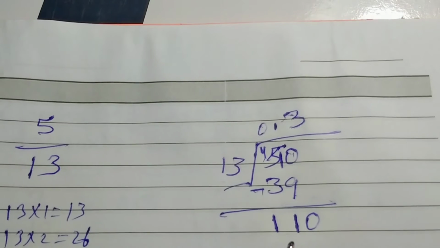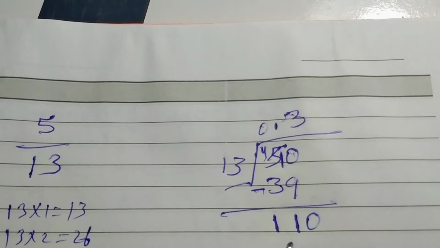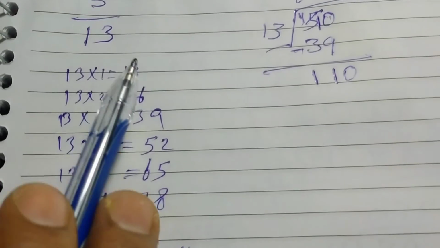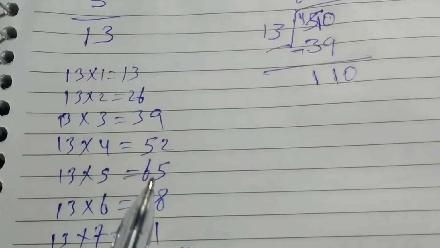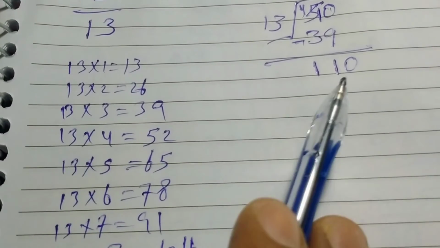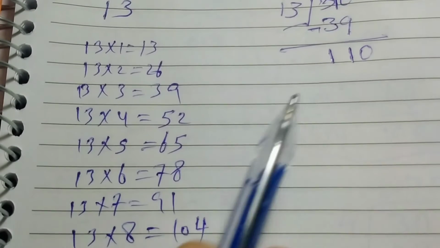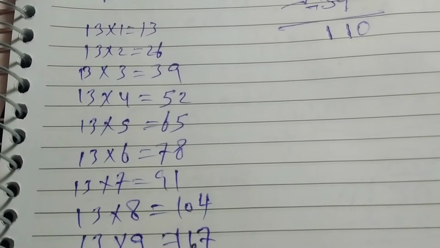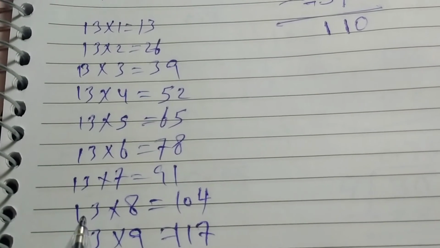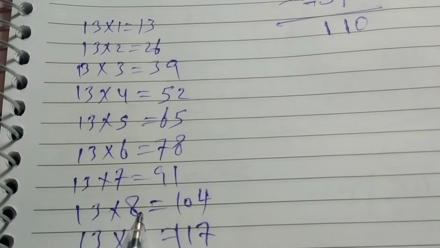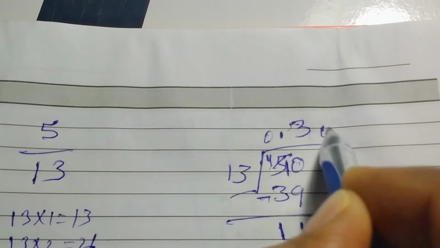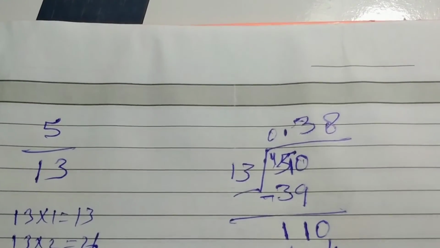So 13 times what equals 110? We will see the table, or we will read the table of 13. So 13 times 9 is equal to 117. It is bigger than 110. So we will choose 13 times 8 equals 104.